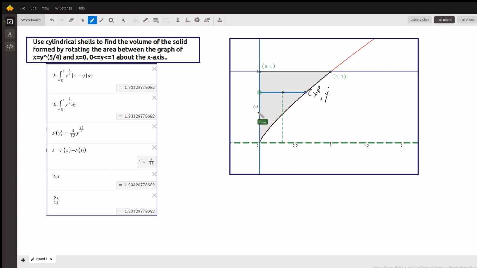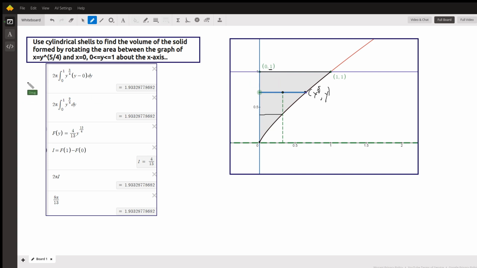Okay, so our shells, when you use the shell method, are always parallel to the axis of revolution. So this blue strip is a typical shell. We're going to have infinitely many of them going from this 0 y coordinate to this 1 y coordinate.